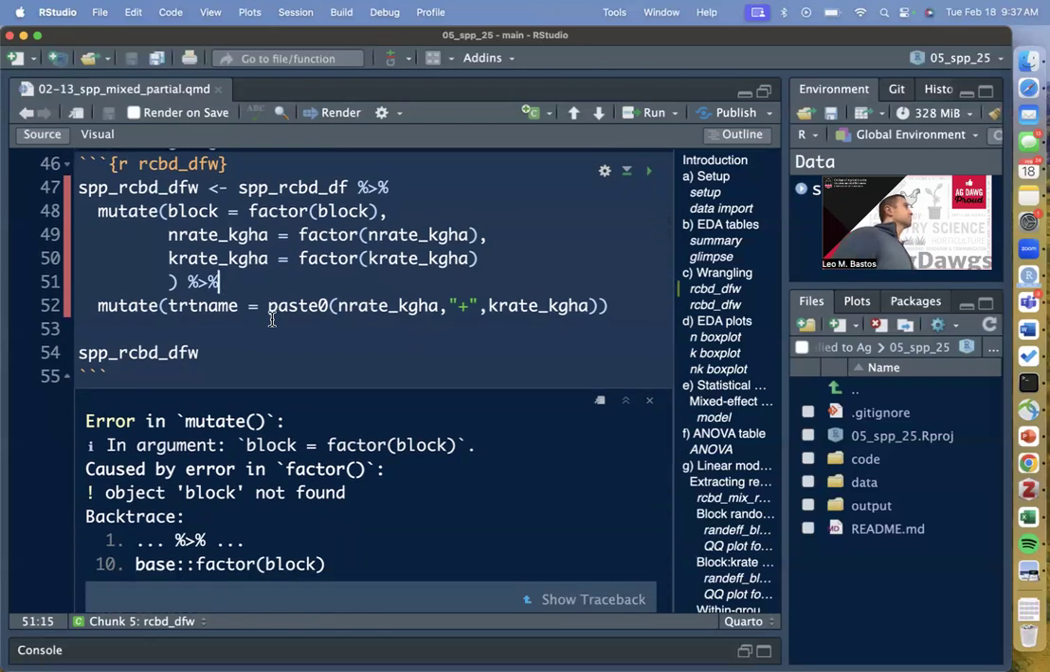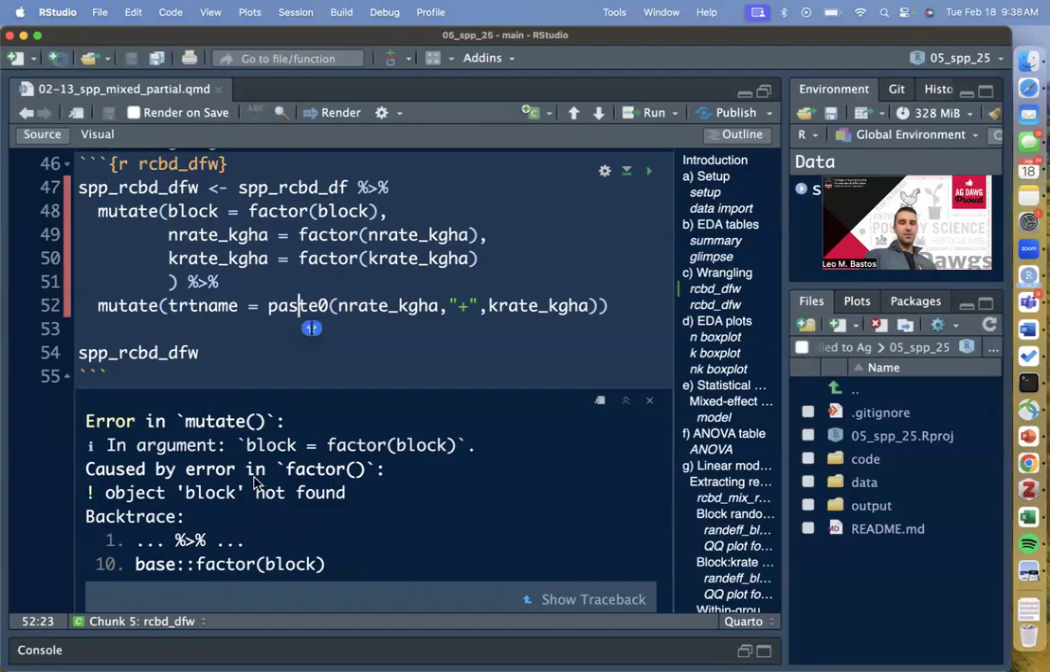Can somebody help me? What's going on here? Maybe we can talk about what is going on in this chunk. Okay, so block is not found. How would you fix it? Yeah, rep, right? So thanks everyone. This is really great. It was not on purpose, but I'm glad that I'm making some errors in my code so we can walk through how we would fix it.